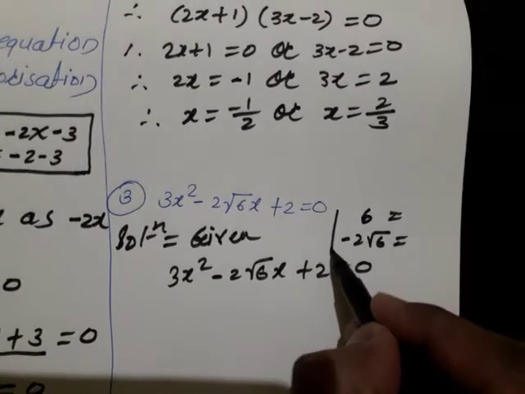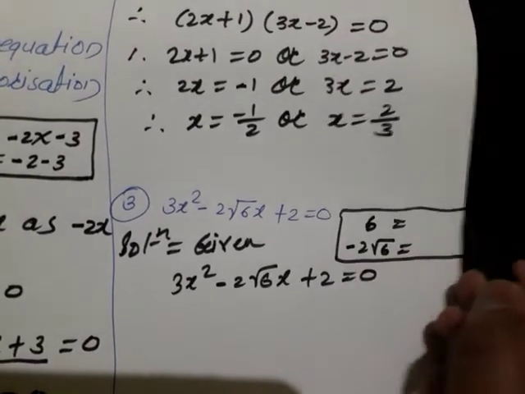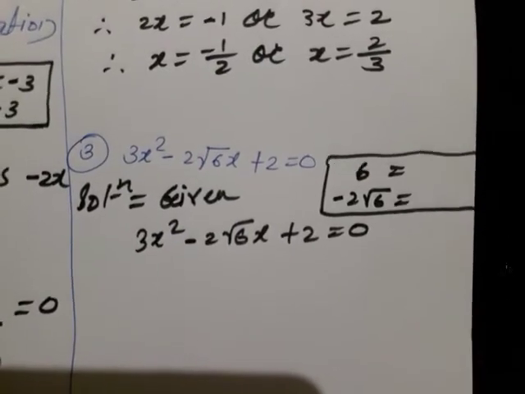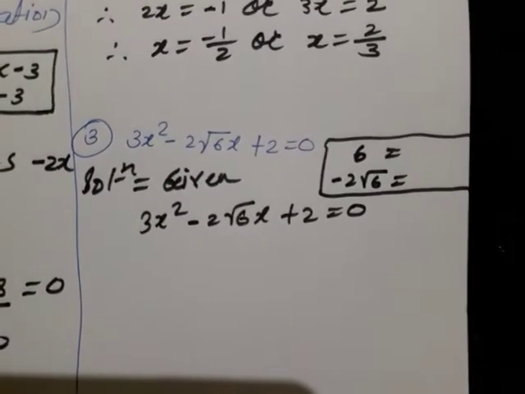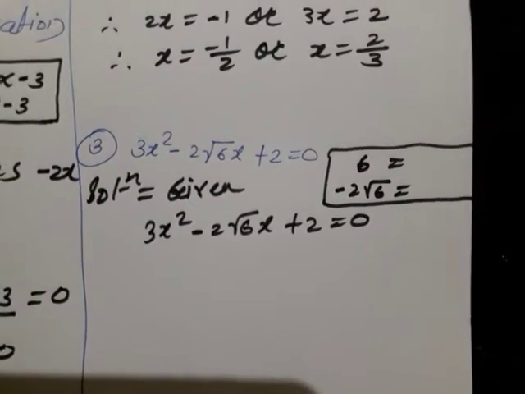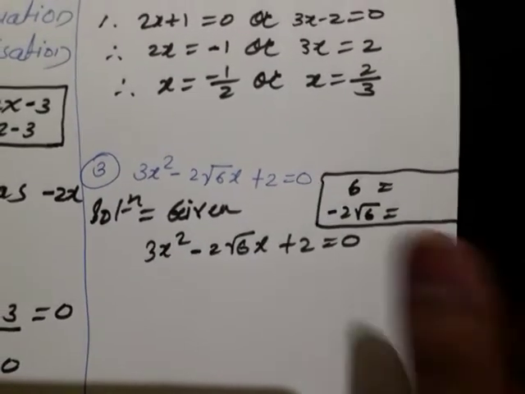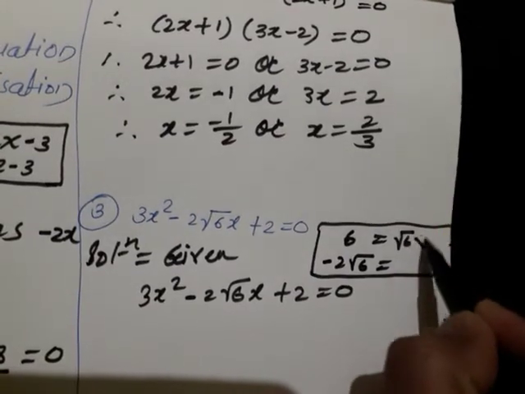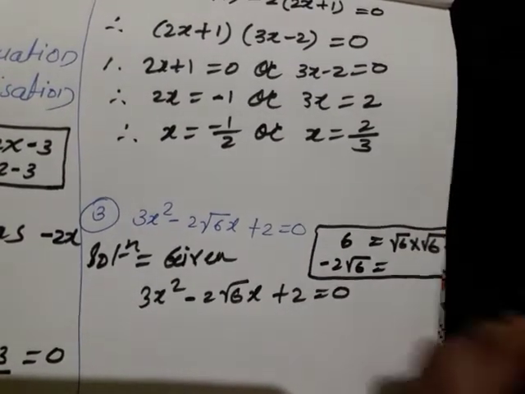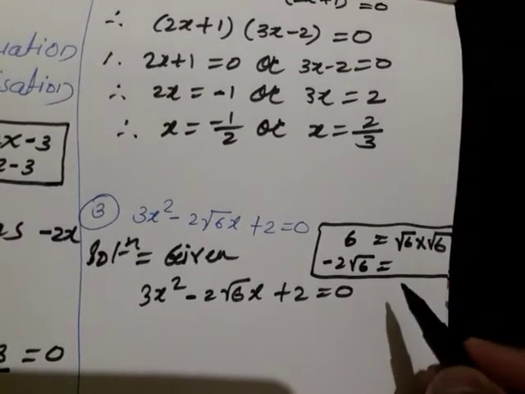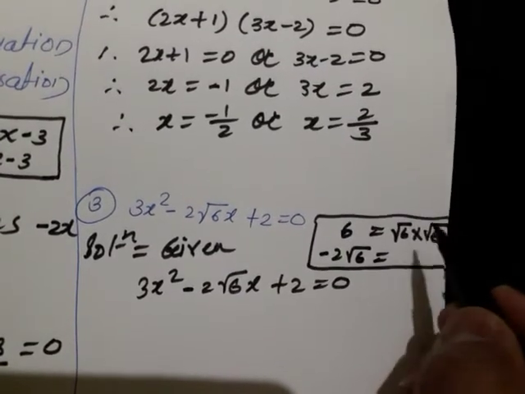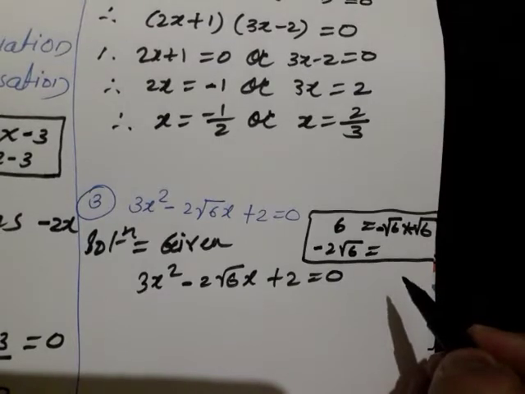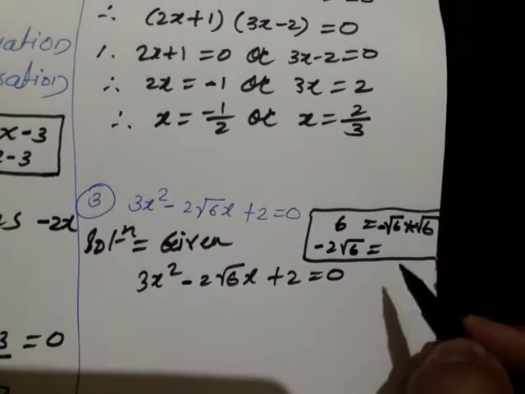Now we have to find out such two factors whose multiplication is 6 and addition is minus 2 root 6. Are you getting? Minus 2 root 6. We will get the factors here. What we will get? Look here. Root 6 into root 6, means what? Minus root 6 into minus root 6. What I told? Minus root 6 into minus root 6.